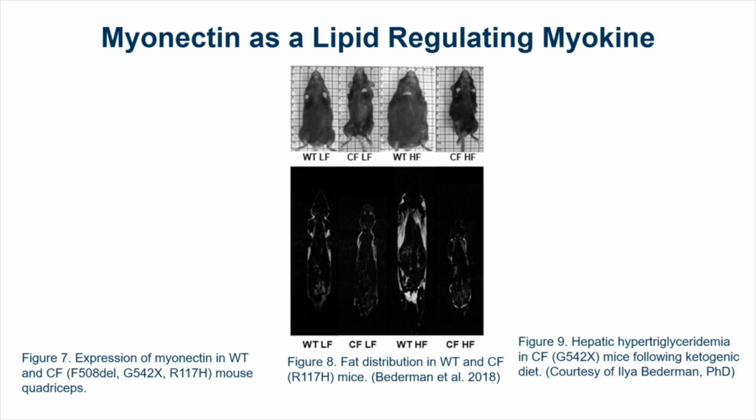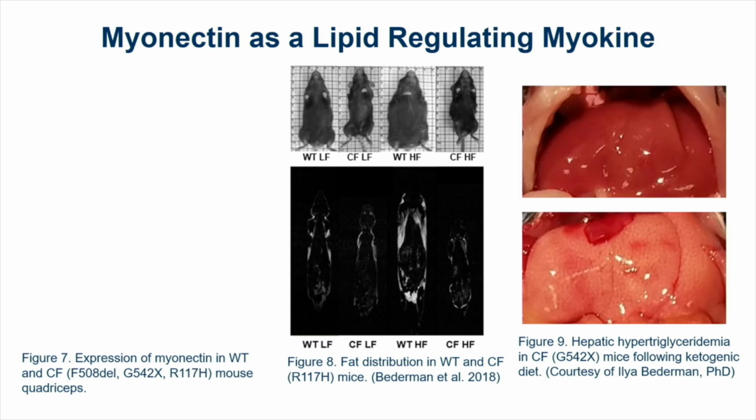However, in our CF mice, what we find is that when you put them on a high-fat diet, they do not accumulate fat in the adipose tissue as one would expect. As you can see in figure 8, if you look at the two far right mice that were fed a high-fat diet, the wild-type mouse does accumulate fat in the adipose tissue, where the CF mouse really does not.